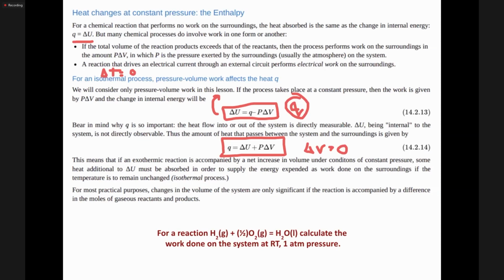For your convenience, I have a problem for the reaction H2 gas plus half O2 gas is equal to H2O liquid. What is the work done on the system at room temperature, that is 25 degrees Celsius, and 1 atmospheric pressure? Before calculating the answer to this problem, we will first see why this enthalpy term is introduced and what its physical significance is.